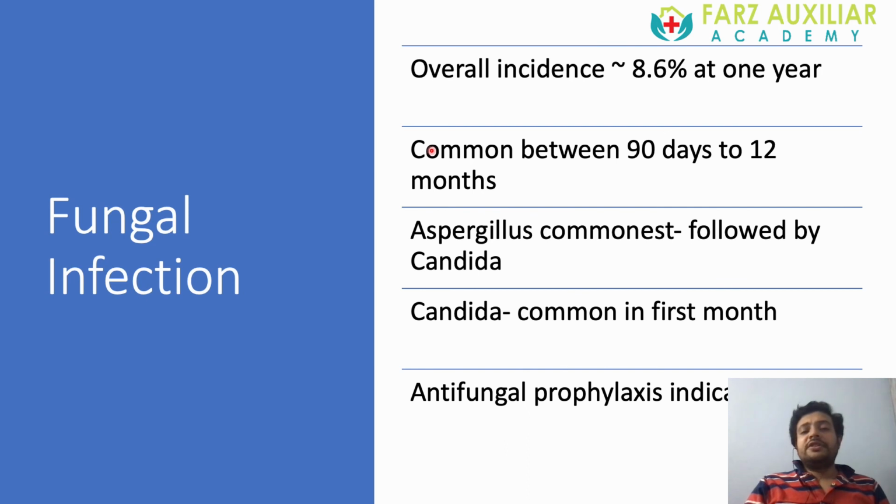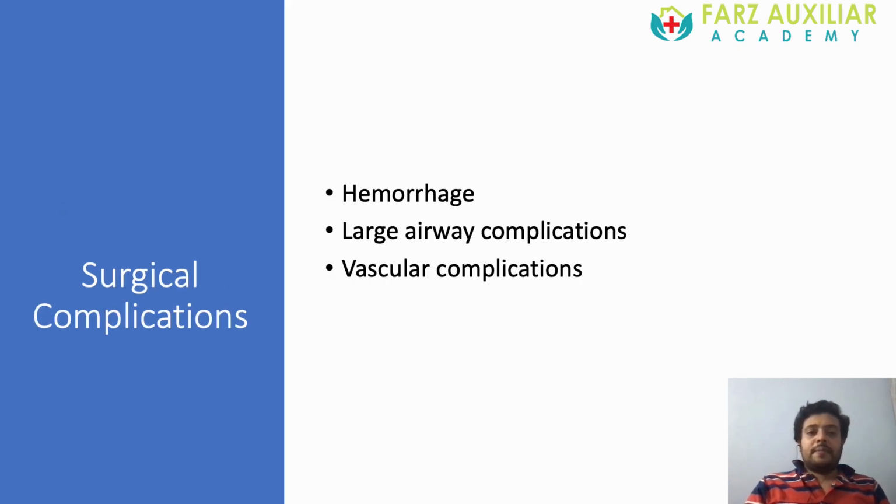Next, coming to fungal infection, the overall incidence is not very high. It's around 10%, 8.6% at 1 year. So it is more common after 90 days of transplant, from 90 days to 12 months, not in the first month. Aspergillus is the commonest infection, followed by Candida, and Aspergillus infection usually takes place at the site of bronchial anastomosis. Candida infection can be there, particularly in the first month, and antifungal prophylaxis is usually indicated.